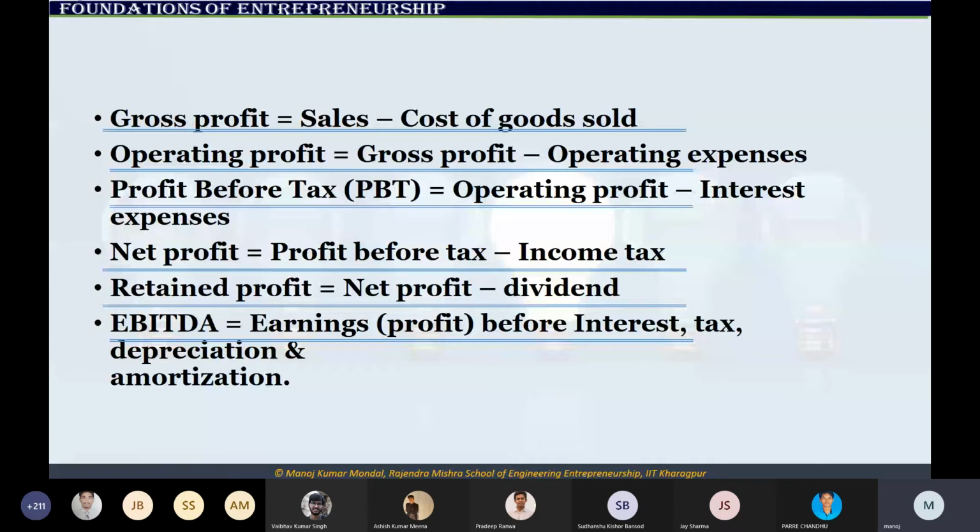Depreciation and amortization are almost the same thing. I'll explain it later. There is a subtle difference, but for the time being, let us call it depreciation alone. So your profit before allowing interest, tax and depreciation, that is the EBITDA. It is almost like operating profit. Operating profit minus depreciation is EBITDA.